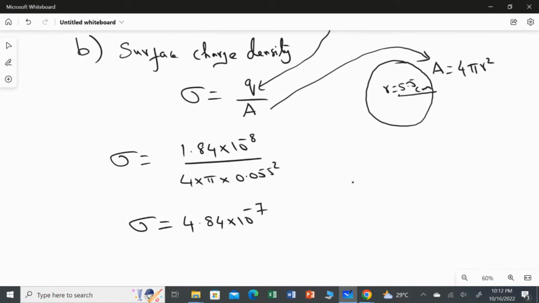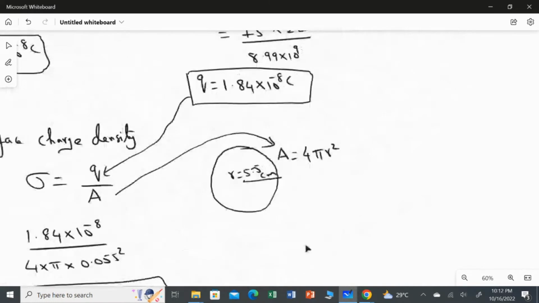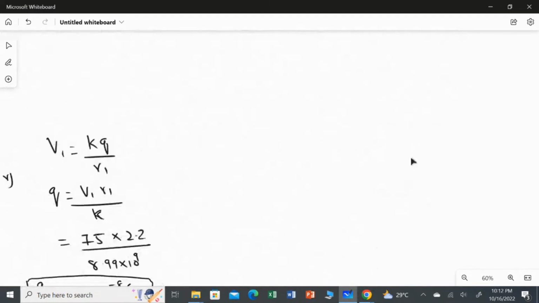What's the unit? The unit for the charge, sigma. The unit for the charge is coulomb, and the unit for the area is meter squared. So this is the answer for the B part. Clear? Okay, now we have to move to the second question.